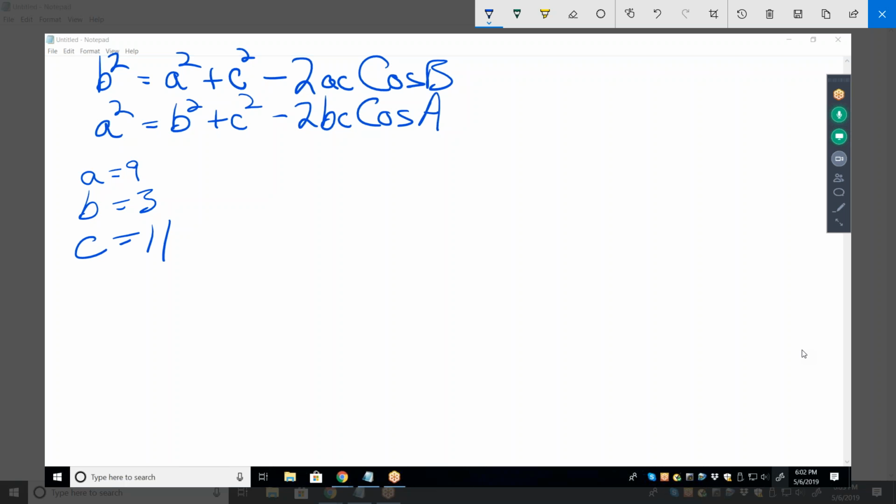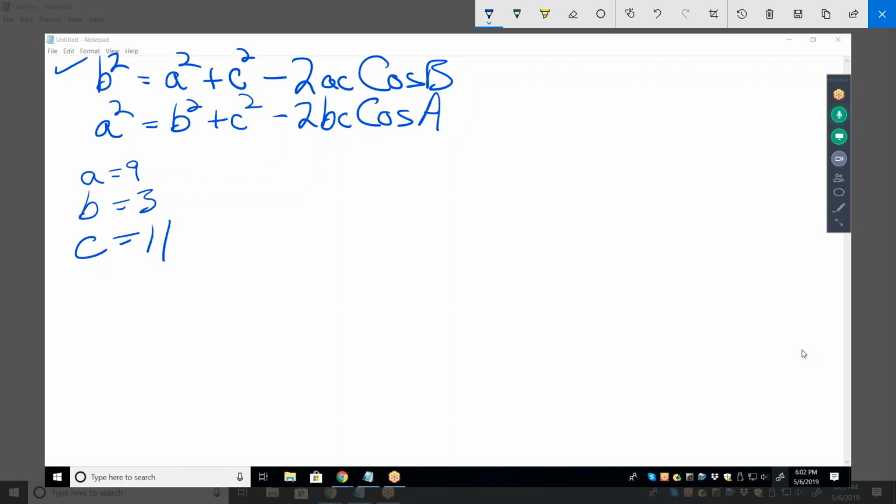Which equation should we use? You pretty much have your choice. You could use any of the three, because we're going to end up solving for the cosine of B. In other words, when we use that equation, we know B, A, C. The only thing missing is the cosine of B. So that lets you get that angle. Then you can go to town with the law of sines.